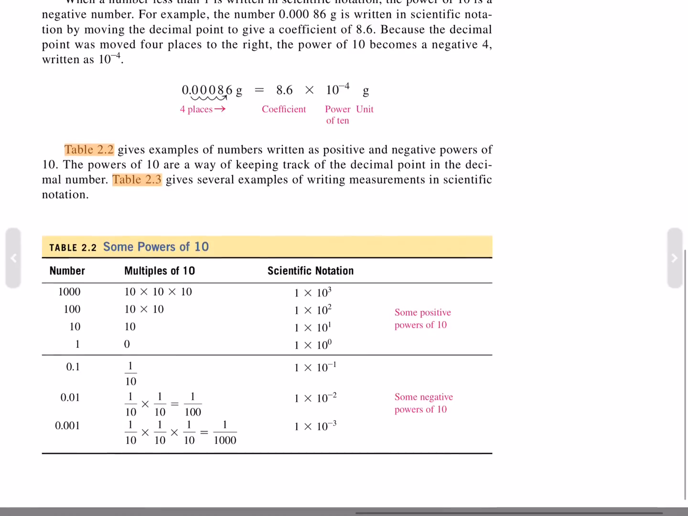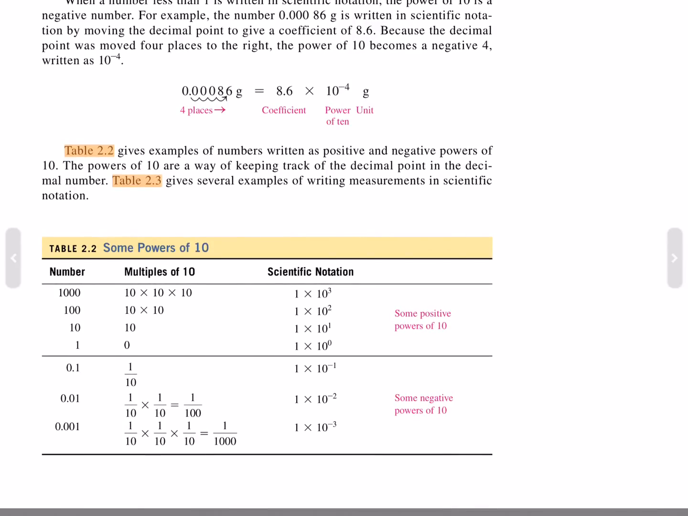Table 2.2 gives examples of numbers written as positive and negative powers of 10. The powers of 10 are a way of keeping track of the decimal point in the decimal number. Table 2.3 gives several examples of writing measurements in scientific notation.